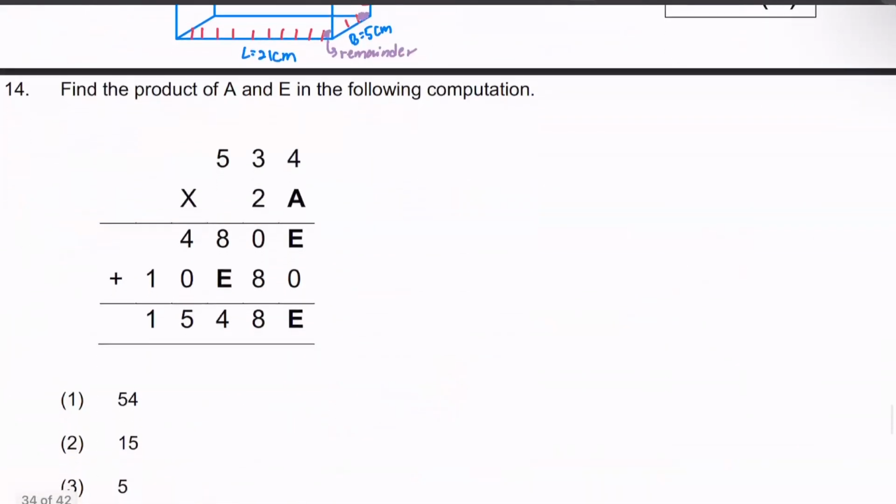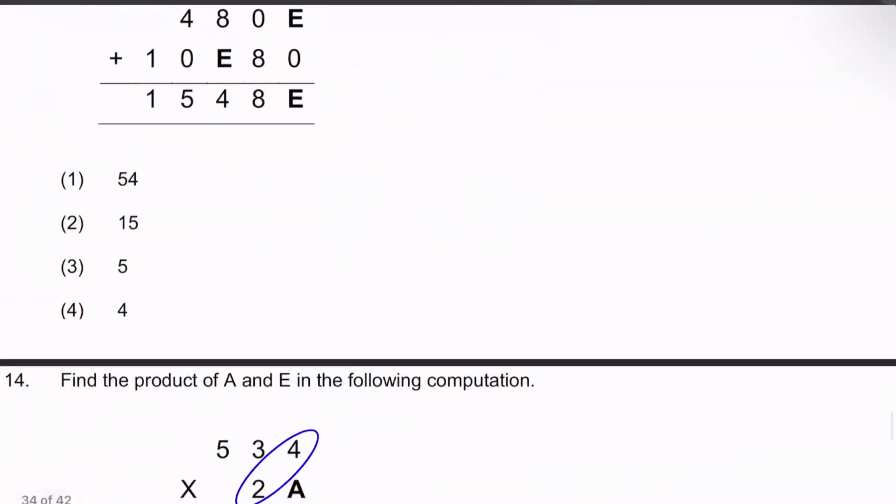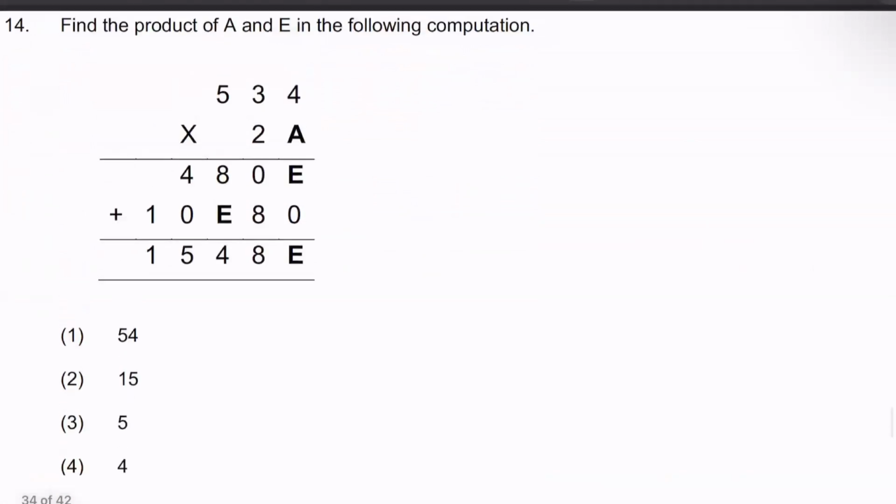Next, question number 14, a slightly tricky question. This is a multiplication question. So how do you do your working when you multiply? Let's say this is a number. Imagine this is a number. So A times 4, you get E. Then A times 3 is 0. A times 5 is 48. So I would imagine that A will be a large number, right?